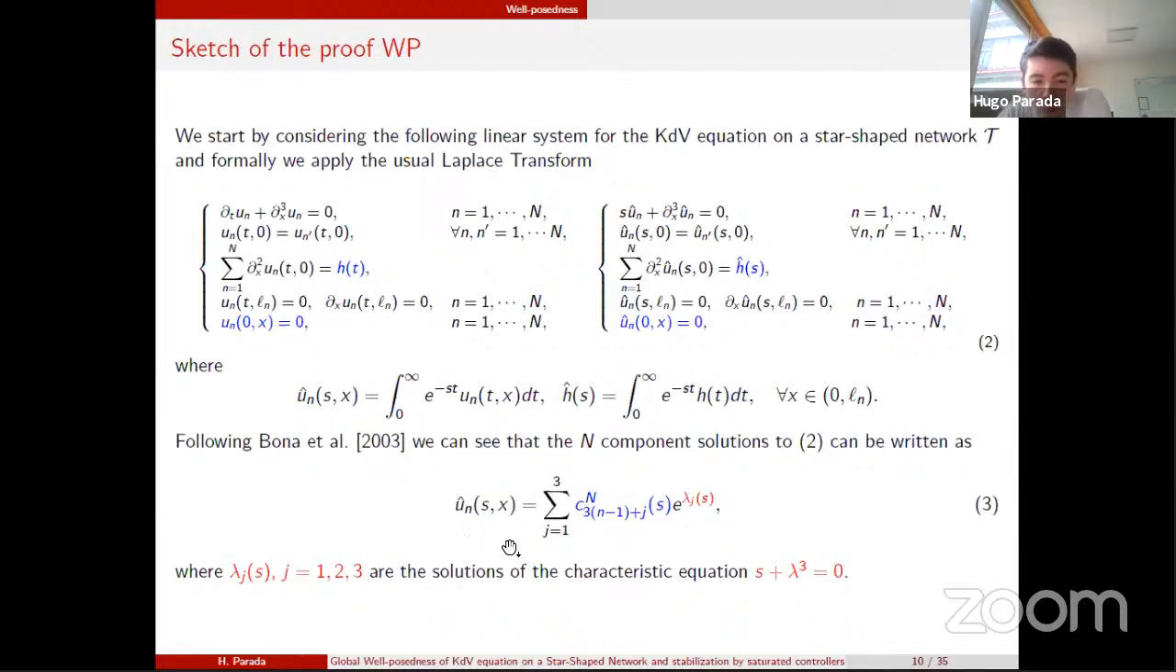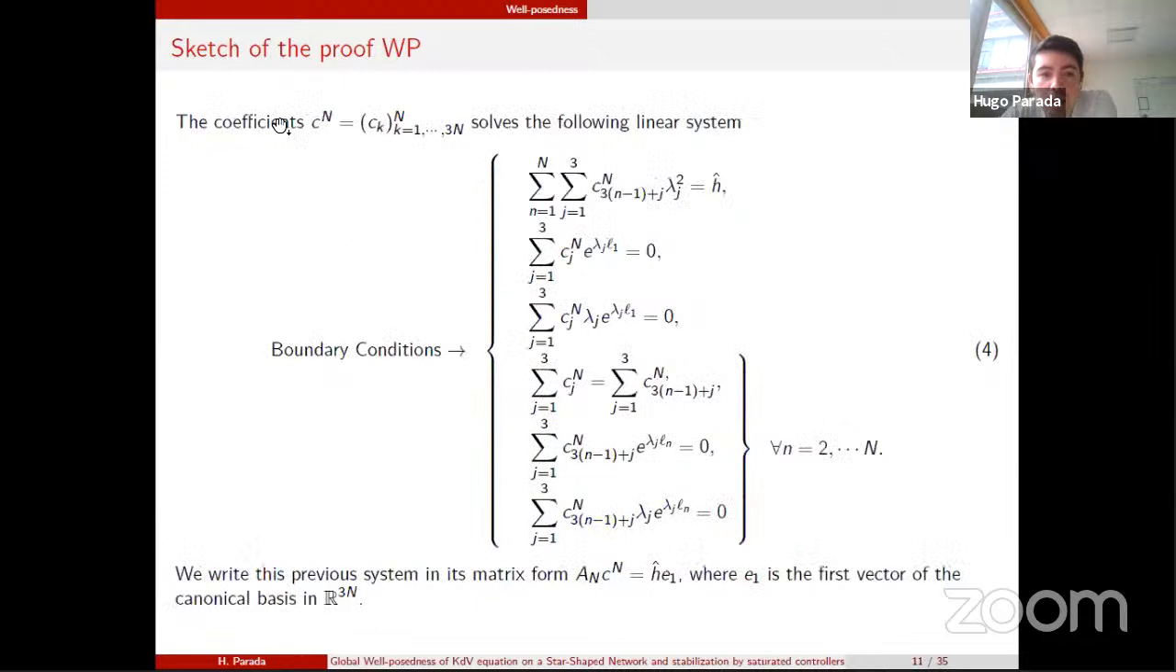And following the work of Ona, we can write the solution of the system as this, where this lambda is the solution of the characteristic equation associated to this part, and these coefficients are associated to the boundary conditions. To keep in mind, the coefficients will be given by this, and if you impose all the boundary conditions on the coefficients, you can see that the coefficients satisfy this system. For example, this is a boundary condition associated to the second derivative, the right Dirichlet null condition, the right Neumann condition, the continuity condition, and the others. What is important is that we can write this system in matrix form, as A_n, the matrix associated to this system, multiplied by C_n equal to the control h A_1, which is the first canonical vector of R^{3n}.